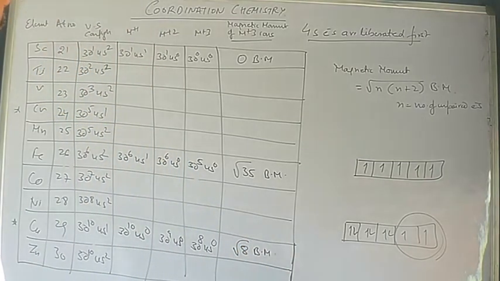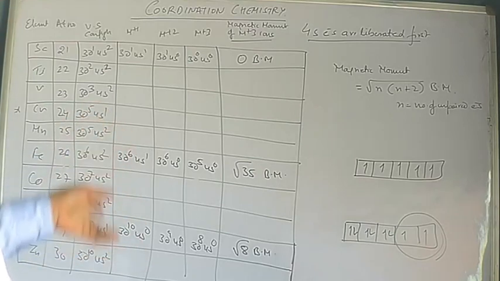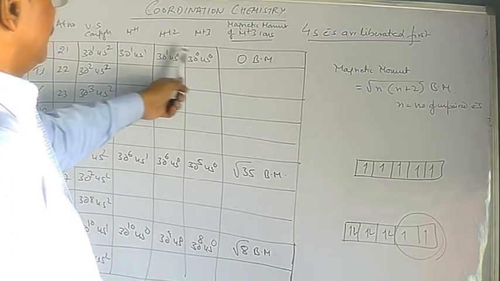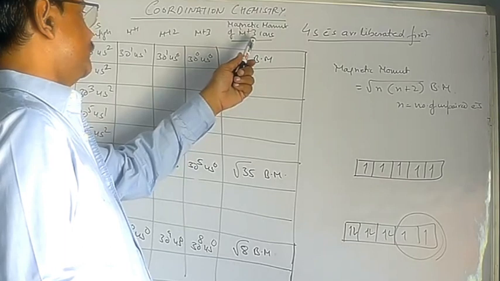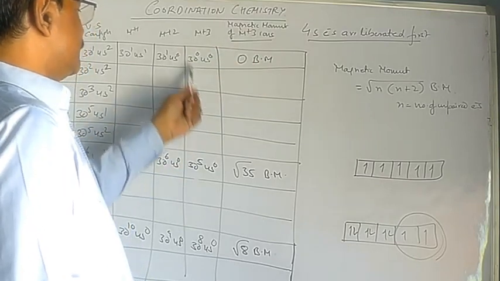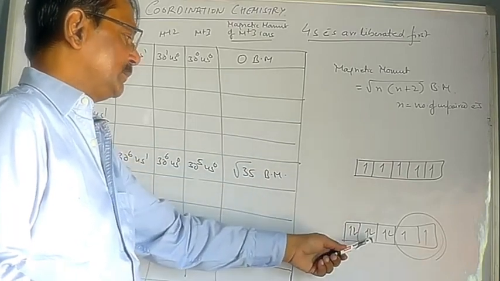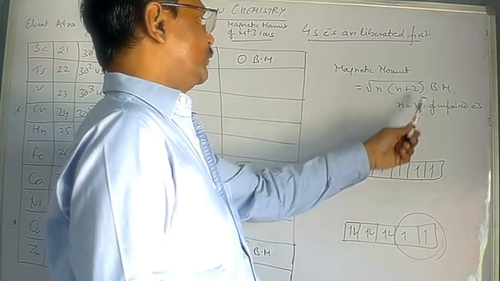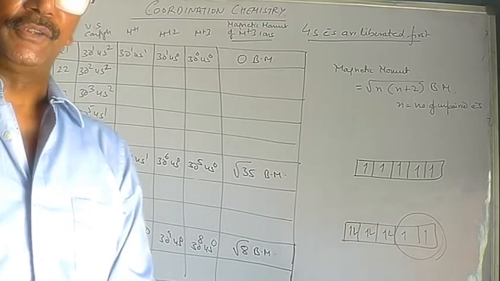So students, if you want to understand coordination chemistry, this table should be filled up first. And how to fill it? I have already told you that 4s electrons are liberated first. Go on writing their valence shell configuration. And since it has been asked for the magnetic moment of M positive 3, whatever the valence shell configuration is shown here, try to draw it here. Find the number of electrons, and once you get the number of unpaired electrons, you can put in this value, and ultimately you get the magnetic moment of M positive 3 ions.